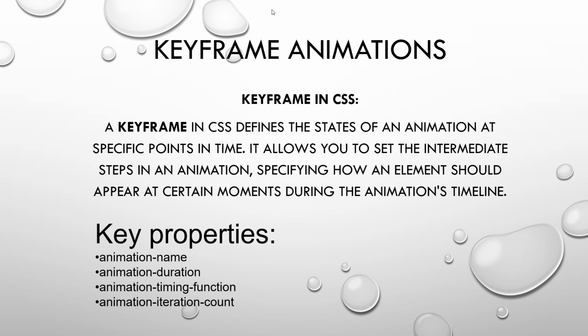A few of the key properties of keyframe animation are the animation name property, animation duration, animation timing function, and animation iteration count. So now let's check out a code example in VS Code. Let's do a better thing. Let's write the code ourselves and make a few changes to see how it works.